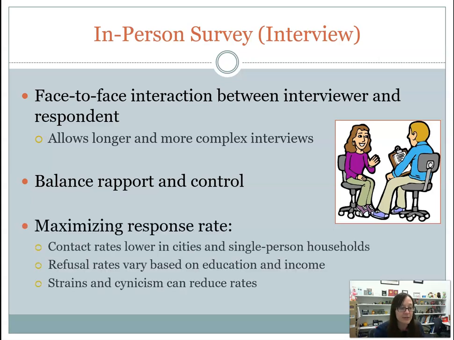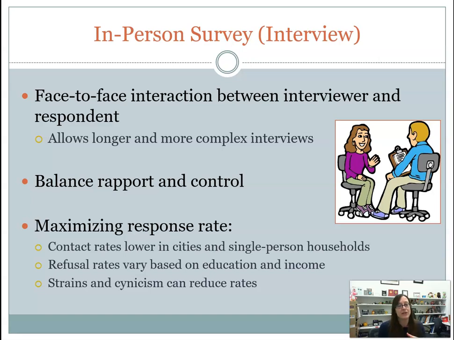In order to maximize the response rates here, if you're specifically going into cities, they have lower rates because it's harder to find people at home. It's harder to get into apartment buildings. If somebody has to buzz you in, nobody's going to buzz you in because you don't actually know anybody in the building. You can't access those people if you're trying to just do door-to-door type surveys.